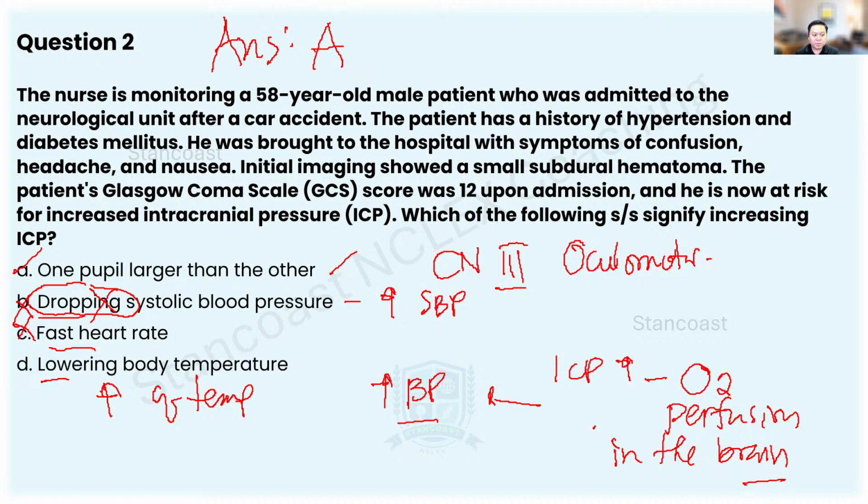Our patient here in this scenario with an increasing ICP will have an unequal pupil size. Again, this is caused by the impairment of the oculomotor cranial nerve. The patient will end up with systolic hypertension. Their heart rate will go down, not faster. Their temperature will go up.